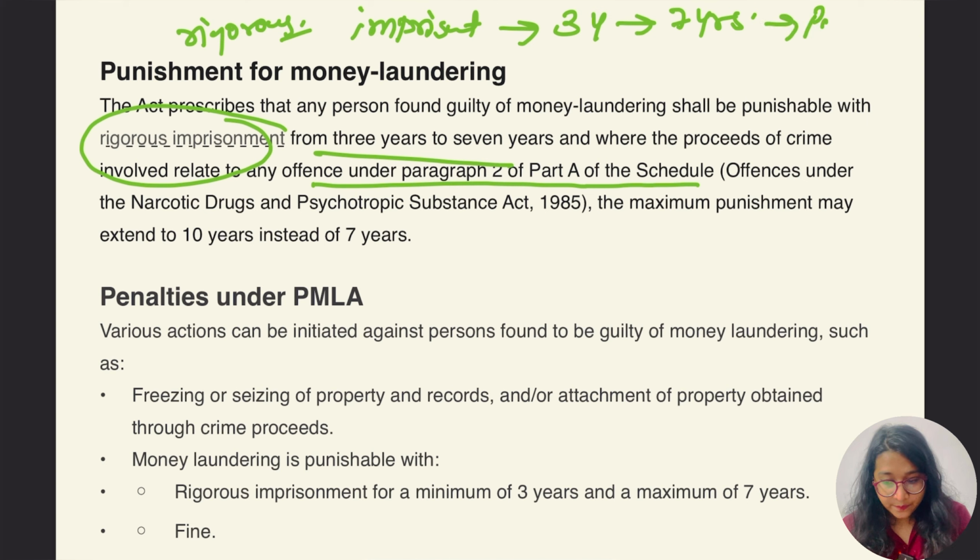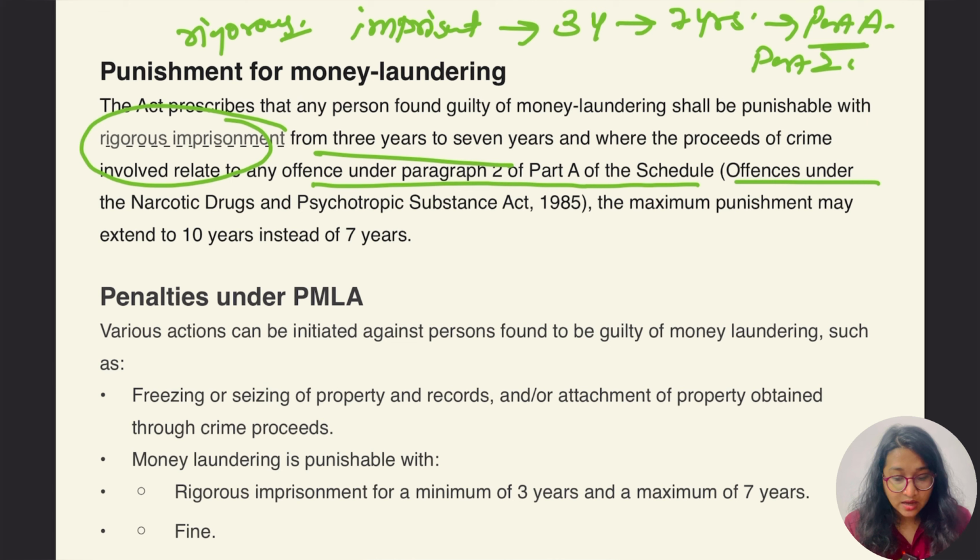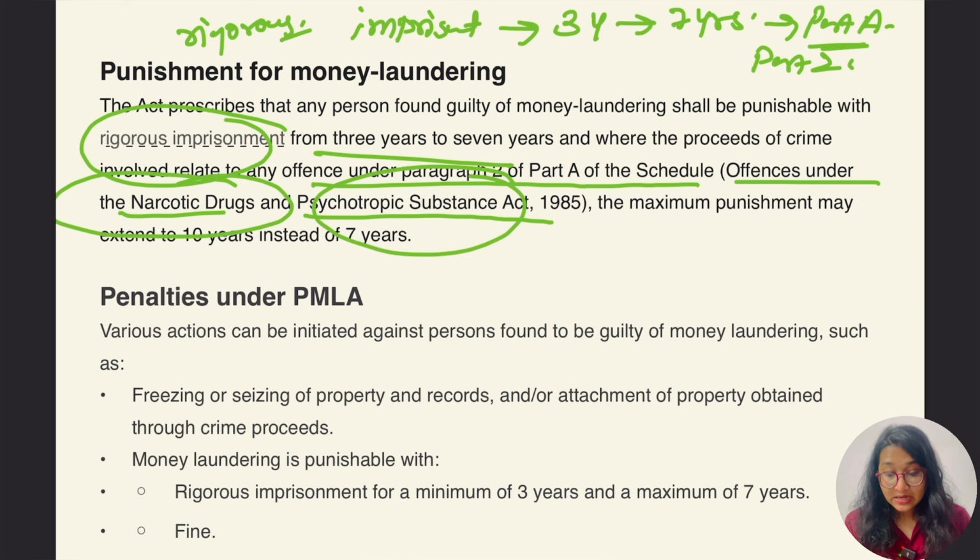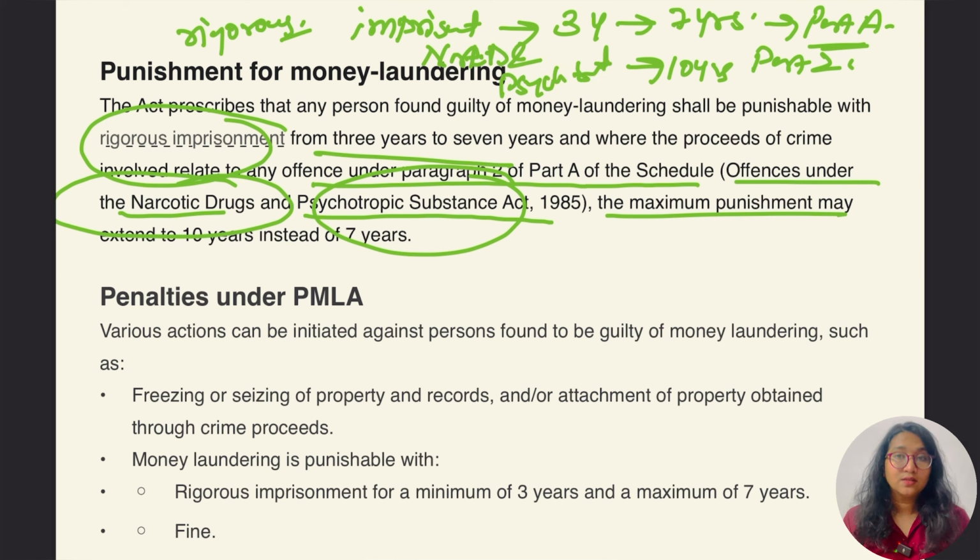So can I simply say this is for part A, para 2. Okay, now let's go for the other part. If offences under the Narcotic Drugs and Psychotropic Substance Act 1985, if any person is involved in such activity, then in that case the maximum punishment would be extended to 10 years. Okay, in case of narcotic, can I write it? Narcotic Drugs and Psychotropic Substance Act. Okay, definitely from 3 years, the maximum limit is going to be 10 years.